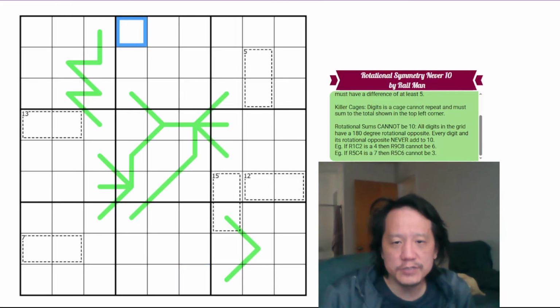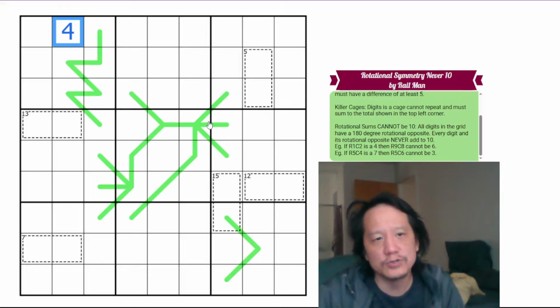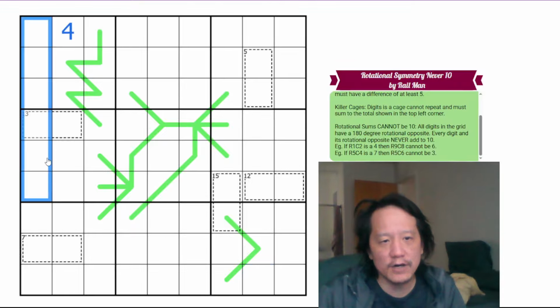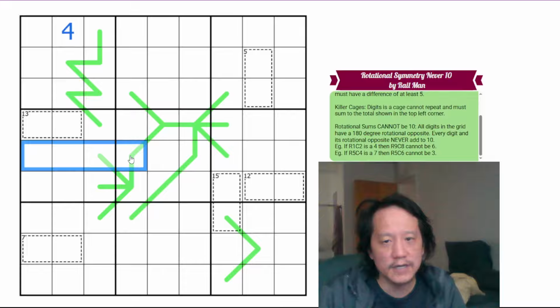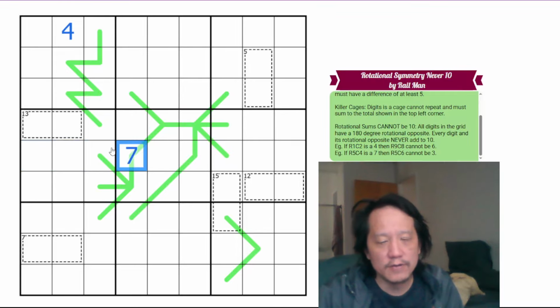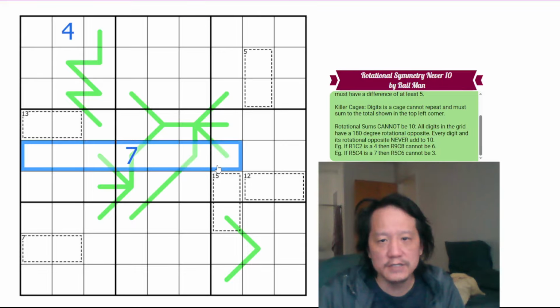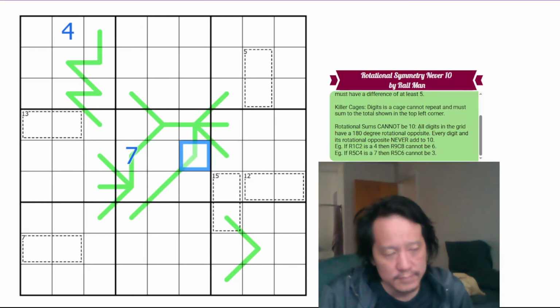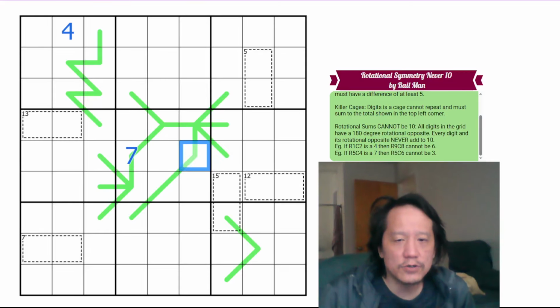He gives examples here. For example, row 1, column 2. If row 1, column 2 is a 4, then row 9, column 8 cannot be 6. So this could not be a 6 here, because that's rotationally symmetric. If row 5, column 4 is a 7, then row 5, column 6 cannot be 3, because they would be rotationally opposite of each other, and therefore they can't add up to 10. And those are all the rules.